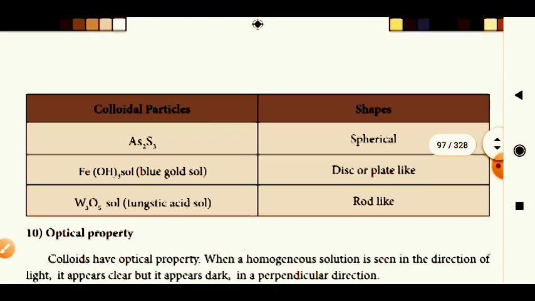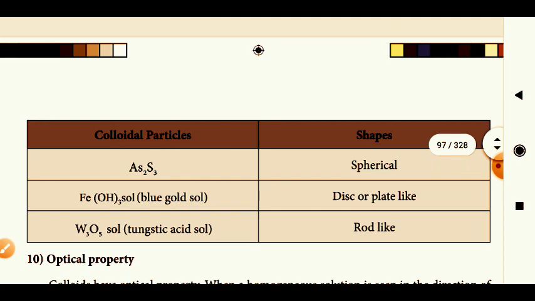Here are some examples. First we will take arsenic sulfide. The arsenic sulfide is spherical in shape. Right? The ferric hydroxide, so it is a blue gold sol. It has a disc or plate-like shape. A disc, like the CD disc we use. It can be like a disc, or it can be flat like a plate.